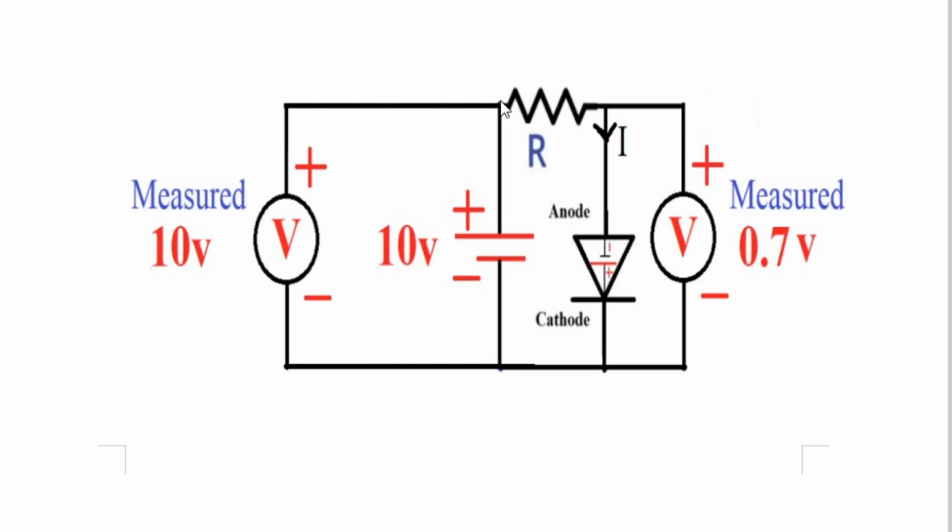They are connected to each other through the resistor, and therefore now your problem is solved. This voltmeter now is directly connected across the diode, and it will measure 0.7 volt. This voltmeter is now directly connected to the battery, and this will measure 10 volt.